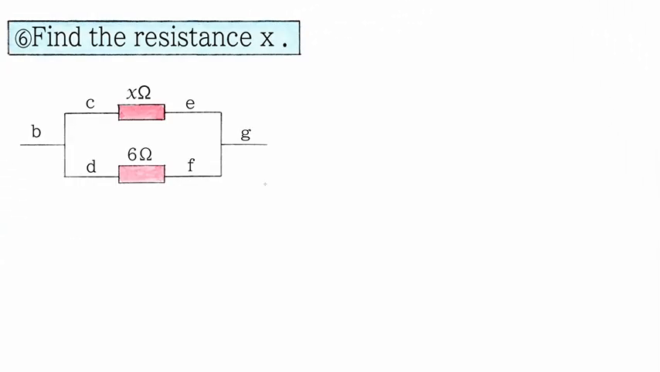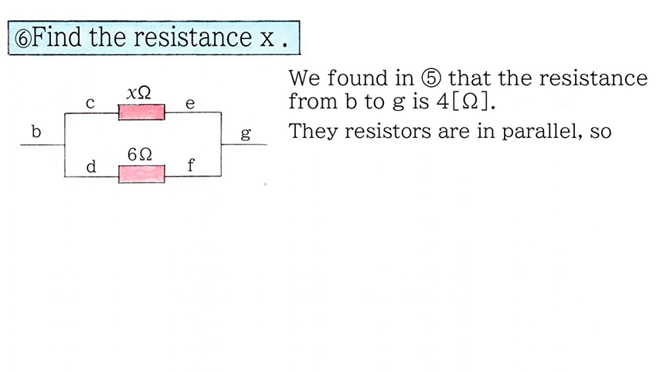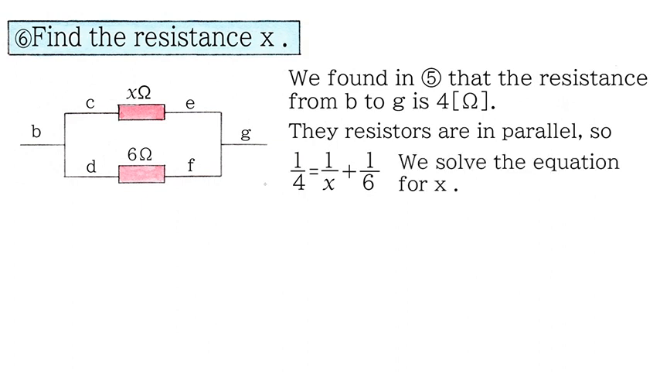Number 6. Find the resistance X. We found in number 5 that the resistance from B to G is 4 ohms. The resistors are in parallel, so 1 over 4 equals 1 over x plus 1 over 6. We solve the equation for x.